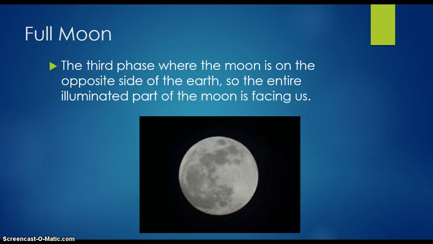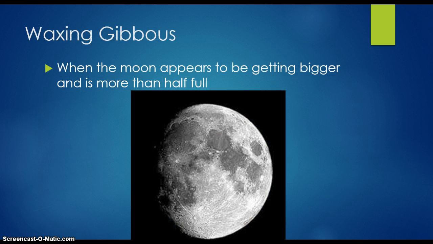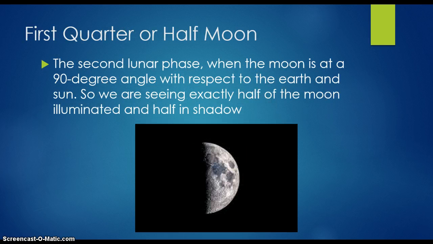Then the full moon comes. The full moon is the 3rd main phase, where the moon is on the opposite side of the Earth, so we can see the entire moon. Then we have the waxing gibbous, which is where the moon appears to be getting bigger and it is more than half full.